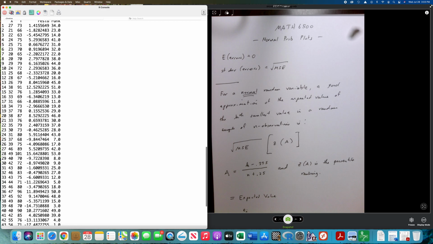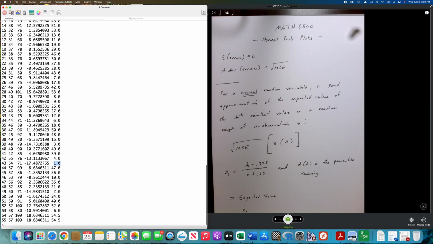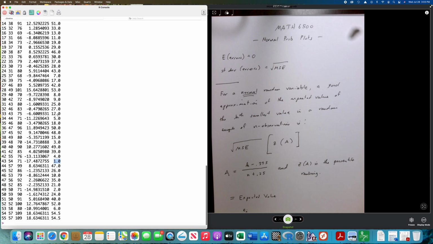So when we glance down through the residuals, we can see that the negative 17.49 is the smallest residual. Therefore, it's going to get a rank of 1. Whichever has rank 2, I don't see it. No, it's here. Rank 2 is negative 14.98.